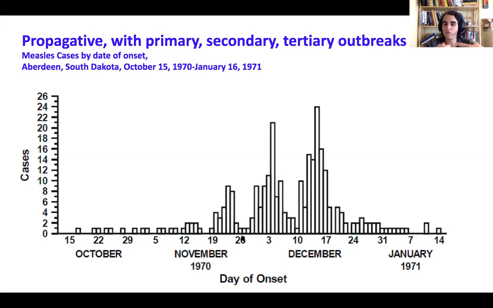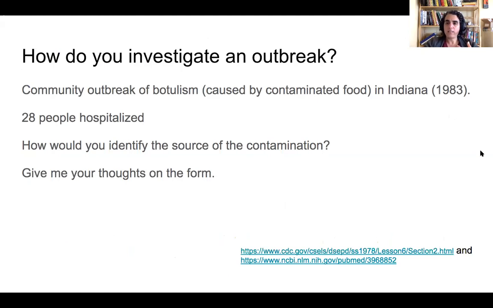And other similar numbers that people would want to calculate. So those are some of the things that people look at when they're looking at outbreaks and the types of outbreaks that they've got. Now, let's say you've got an outbreak and you want to investigate what led to it, particularly in these point source or common source cases. Let's talk about a specific one.